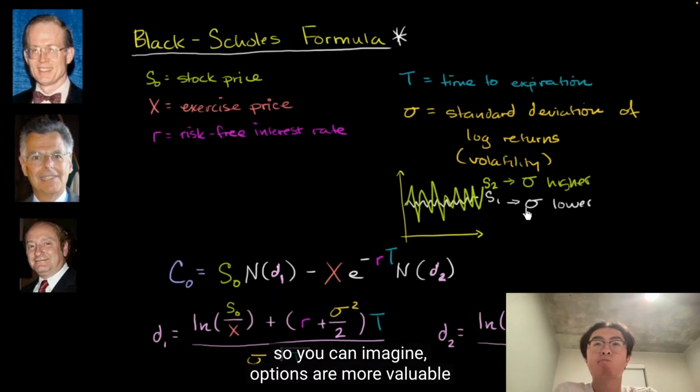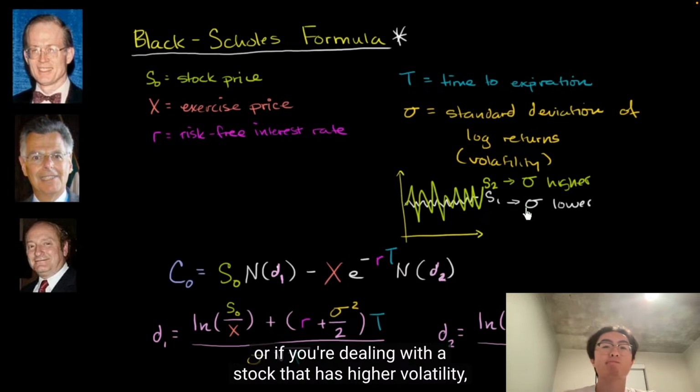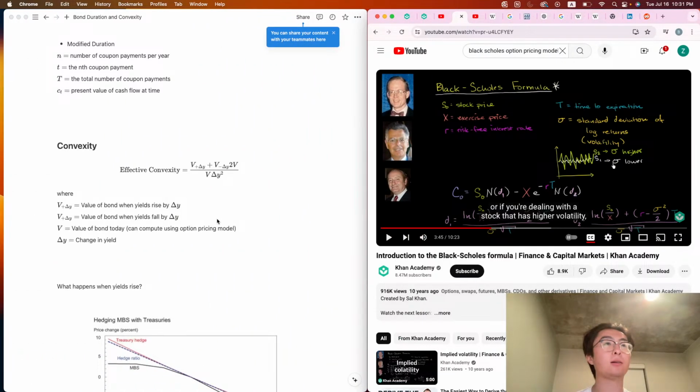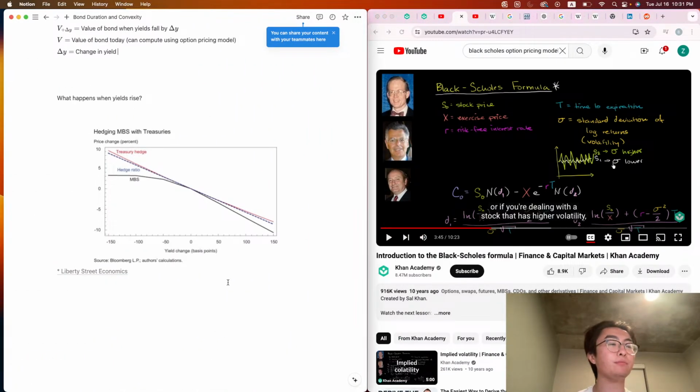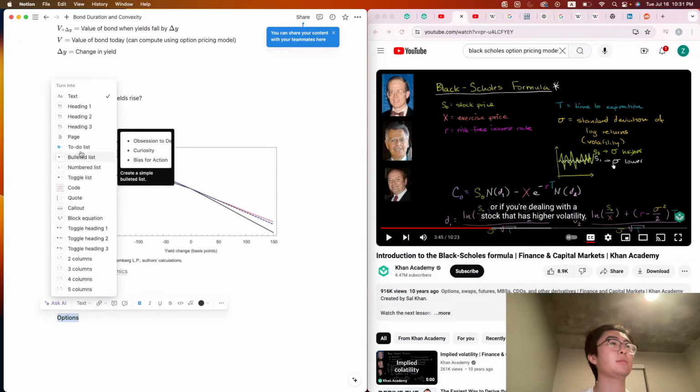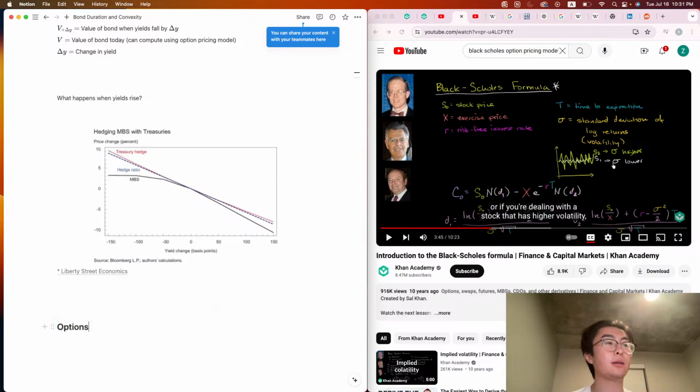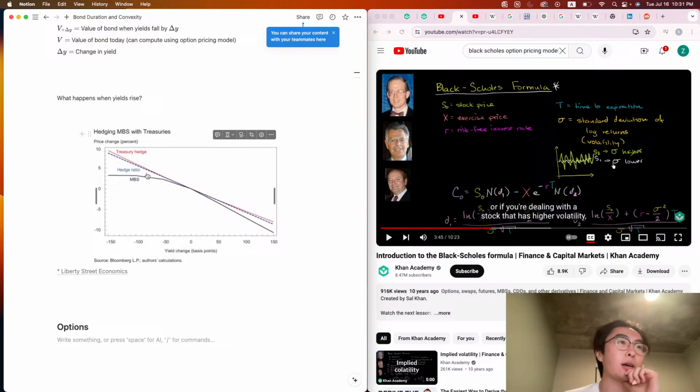So you can imagine options are more valuable when you're dealing with a stock that has higher volatility. So now we're delving into the world of options, which isn't really super related to bond duration convexity, but I think is very similar in the sense that you can have bonds that do have embedded optionality to refinance, kind of like this MBS security right here.